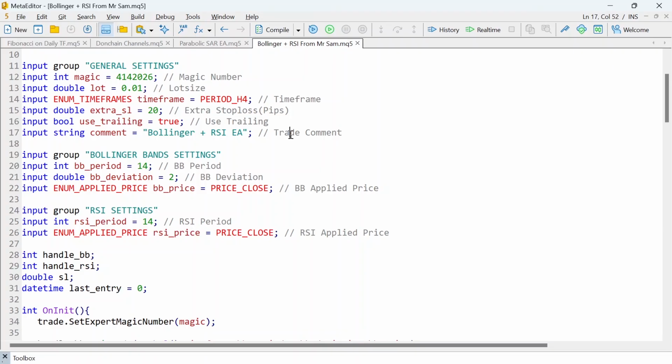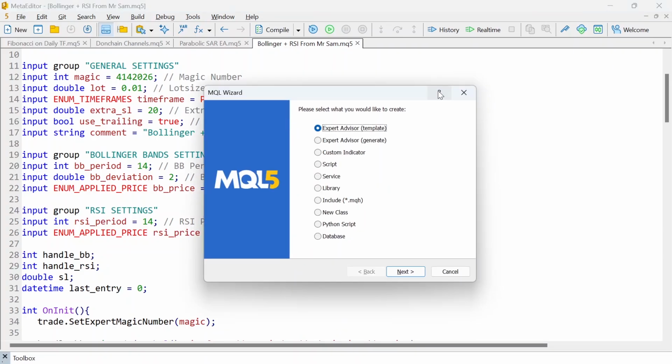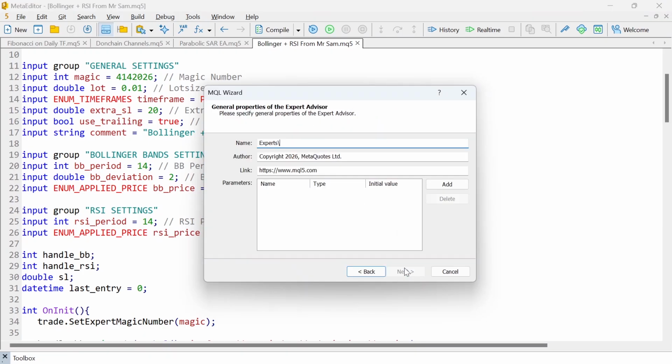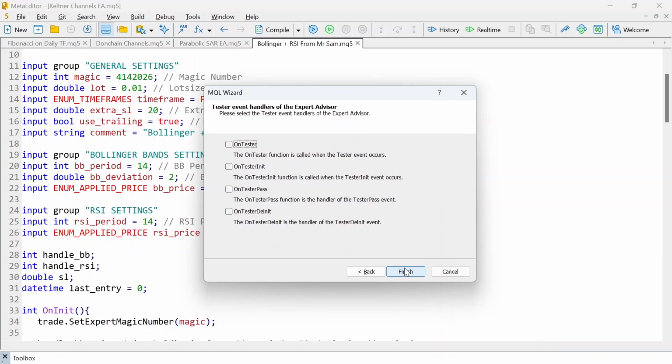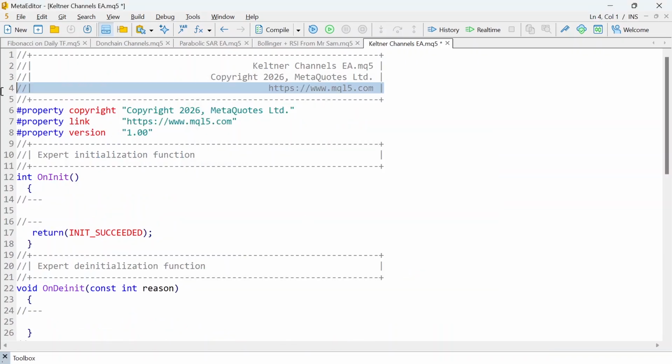So I'll create a new file. I'll say Control N, or Command N if you are on Mac. Then I'll select Expert Advisor. I'll say Next. I'll give it a name. I'll say Keltner Channels EA. Right? So I'll say Next, Finish. Then I'll clean this up.